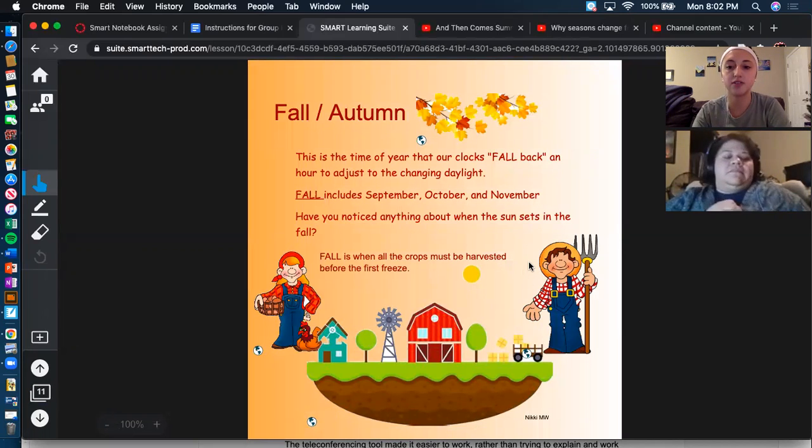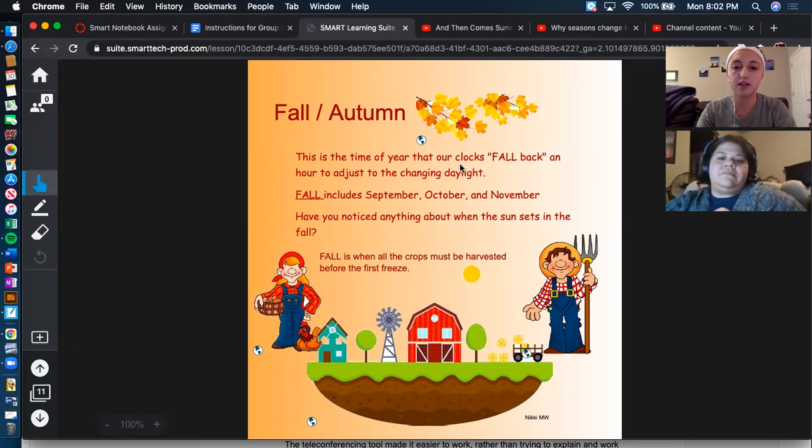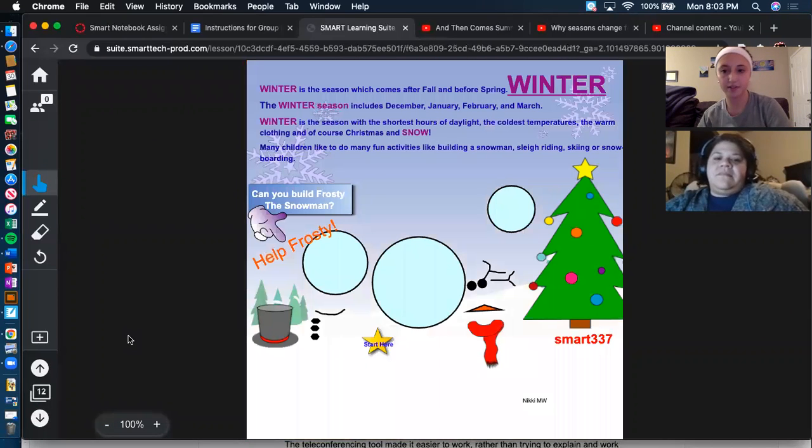Next, we get back into our content. Here's some more info about fall and autumn. We include some more little easy tools to remember, like daylight savings again, because in fall we fall back, so we go back an hour. So an easy way to remember that is fall back. We fall back. And then also you can bring in more discussion about how fall is when all of our crops are harvested, talk about food. And then it moves on into winter.